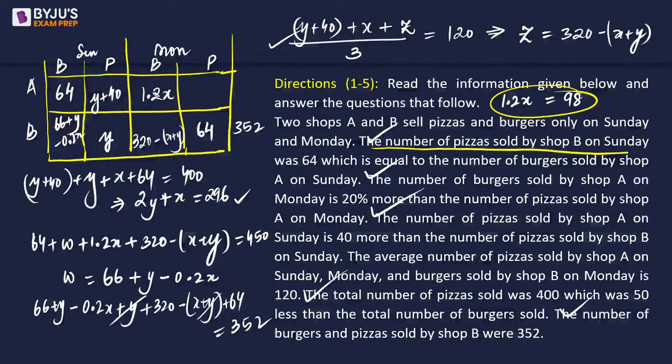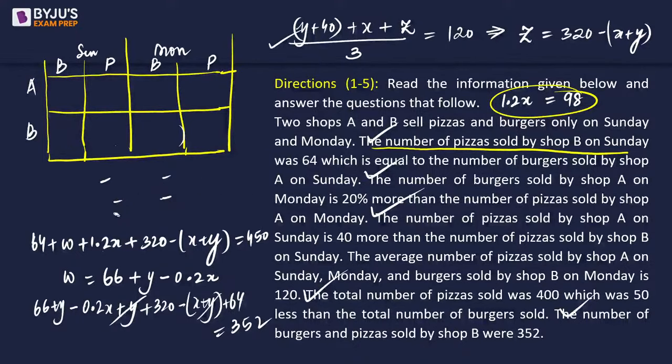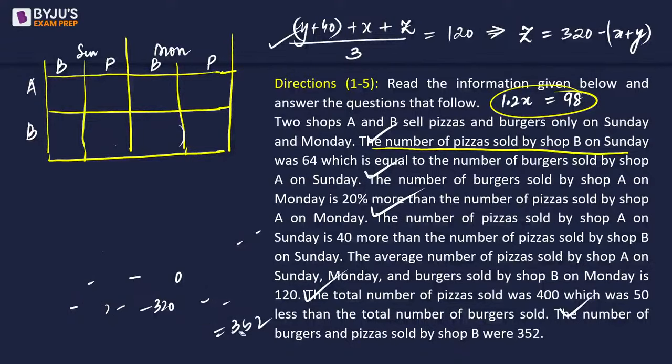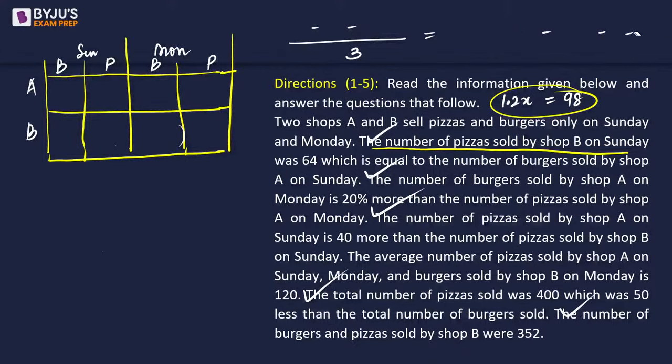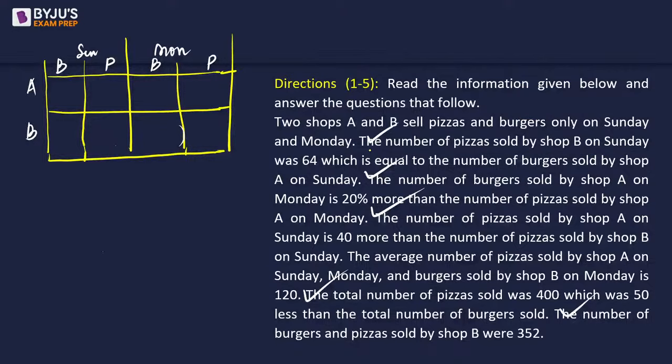See, if we are going to make any mistake from the given data anyways, the equations will not make sense. So I should have understood that there was some mistake from looking at the table and where to put in the values. Okay, let's go slow now. The number of pizzas sold by shop B. Shop B, pizzas on Sunday. So let's go to Sunday. So this is going to be 64.